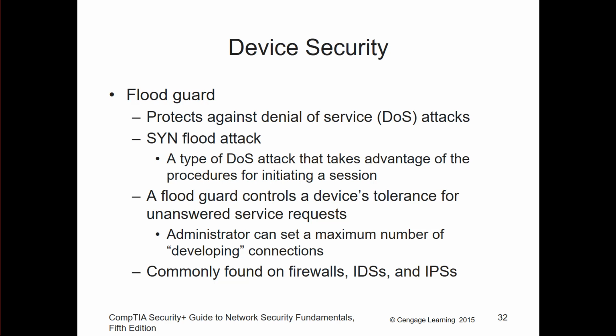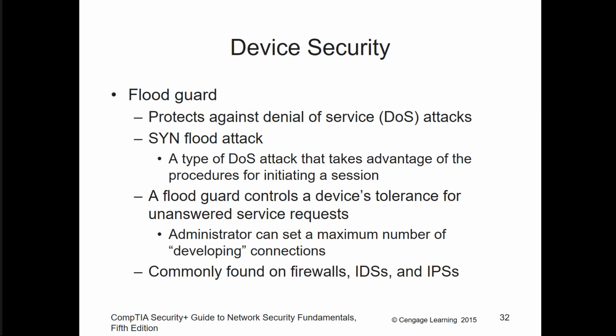A few things that we have to talk about are things like FloodGuard. This helps prevent a DoS type attack. FloodGuard also helps prevent SYN flood attacks. Basically, FloodGuard controls the device's tolerance for unanswered service requests. It does not allow an unlimited amount of service requests that are not completed. So essentially, if you keep trying to make connections and the three-way handshake never completes, the device will only allow so many before it says, no, I'm done, and kills them. Commonly found on IDSs, IPSs, and firewalls.